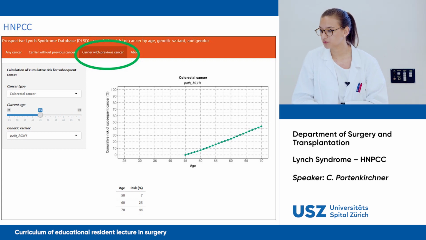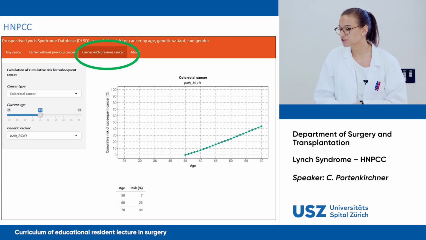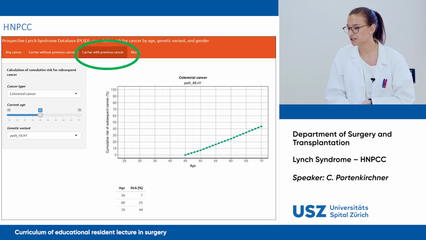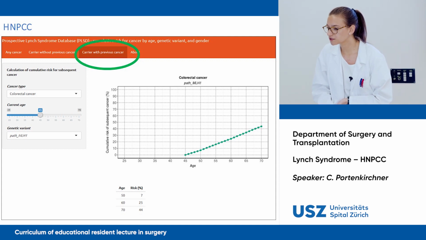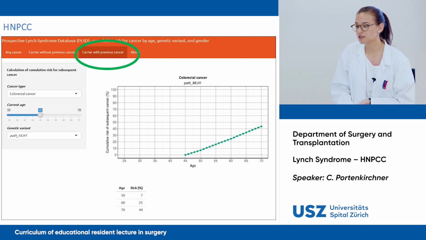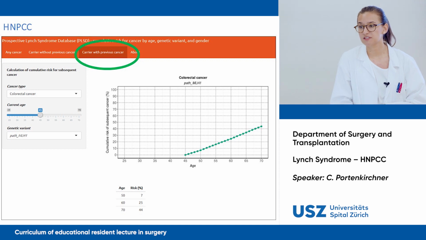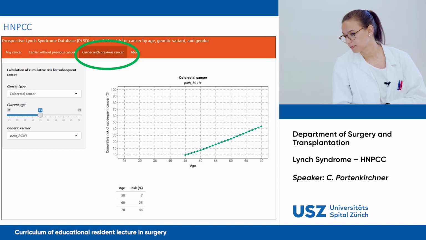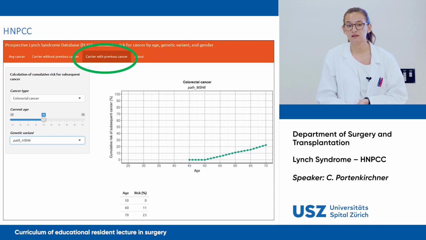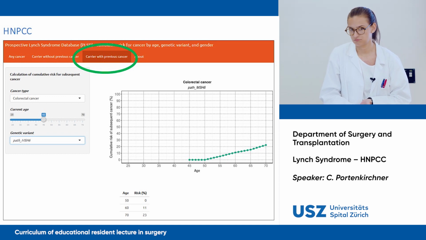We have a patient with colorectal cancer. He or she is 45 years old. We have a genetic variation of the MLH1 gene. In 15 years, when the patient is 60, we have a 25% risk for this patient to develop a subsequent cancer. You have to keep this in mind, whereas in another gene variation, it's not as high.